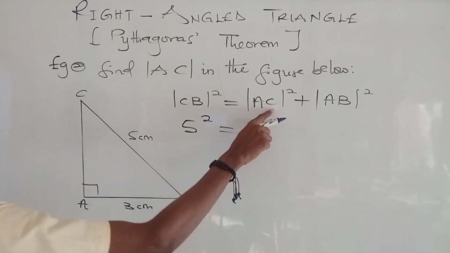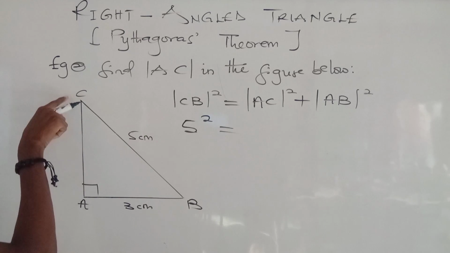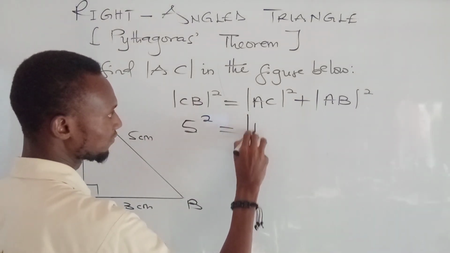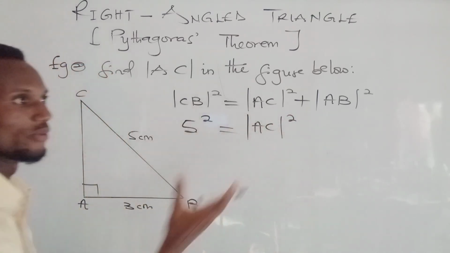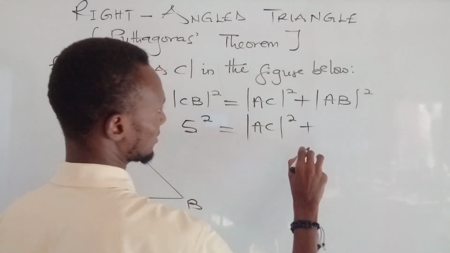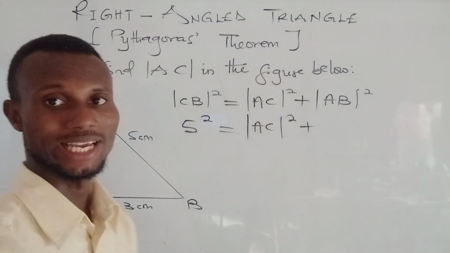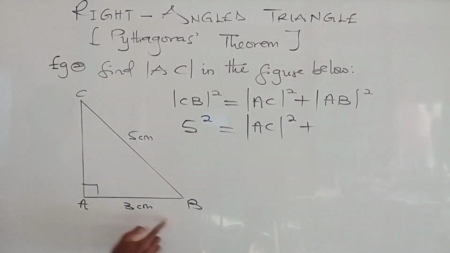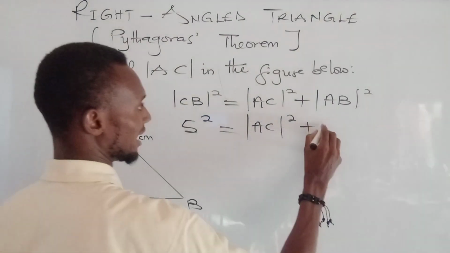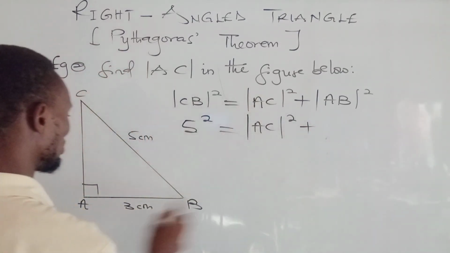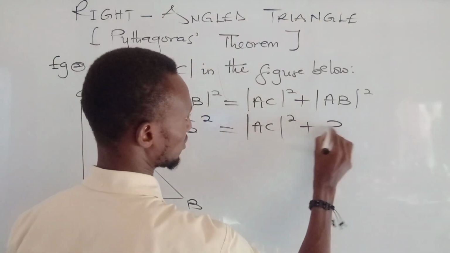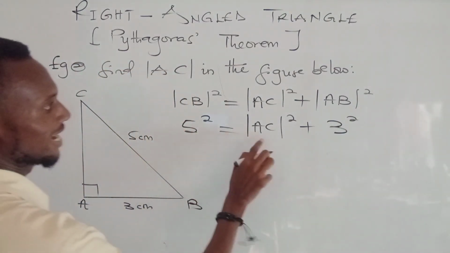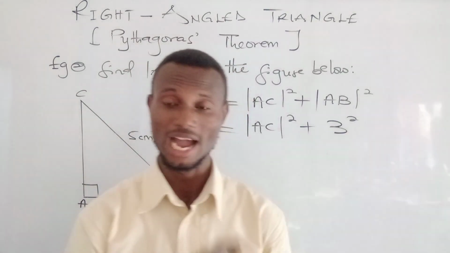So the AC, we don't know it, which is the same as the CA. We don't know it, so let's write it down. So line AC squared, which is what we are looking for, then plus the line AB. Line AB has been given from the diagram. This is our line AB, given to be 3 centimeters. So I'll put my 3 centimeters there. So 3, then I'll bring the power 2, which is here.